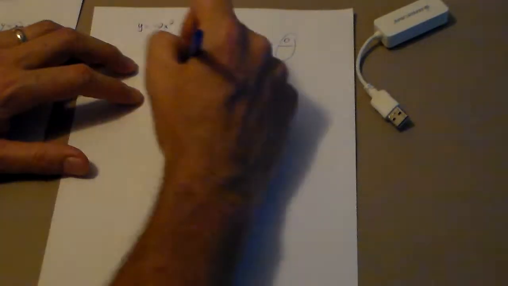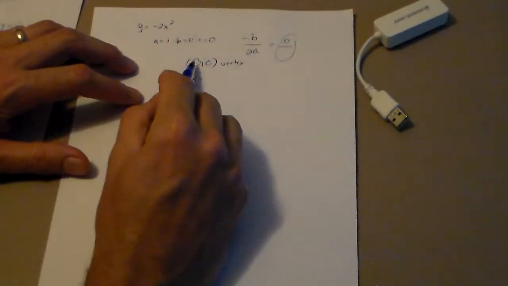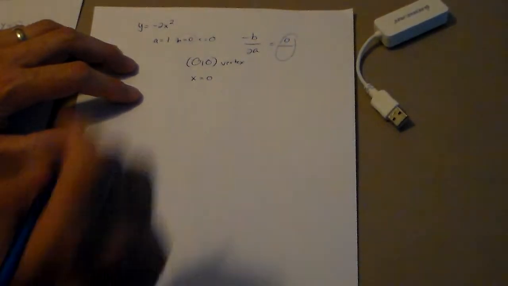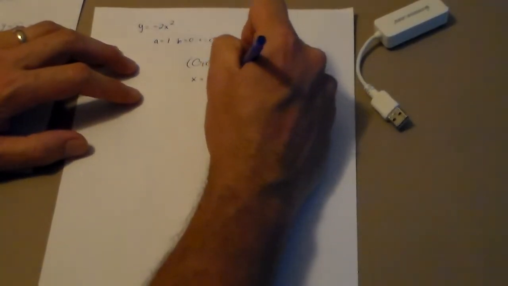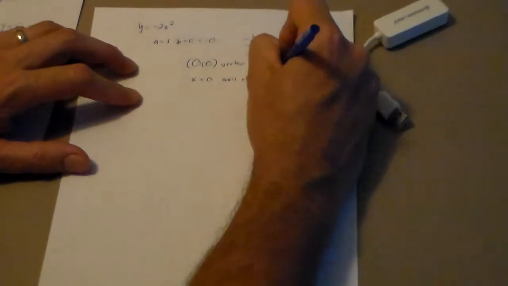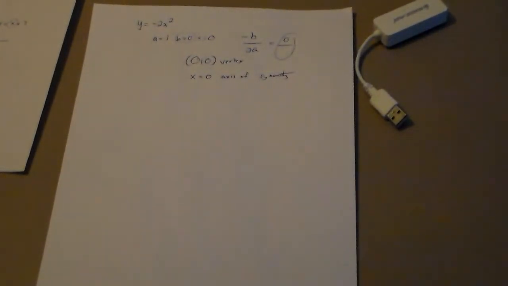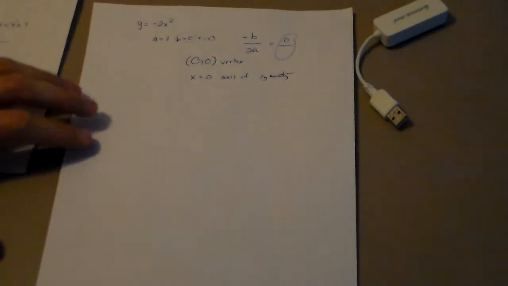My axis of symmetry is x equals the x-coordinate of my vertex. So x equals 0. Okay? Axis of symmetry and vertex. Okay, easy. So if you just have an x squared term, those are easy. Certainly not always going to be like that.